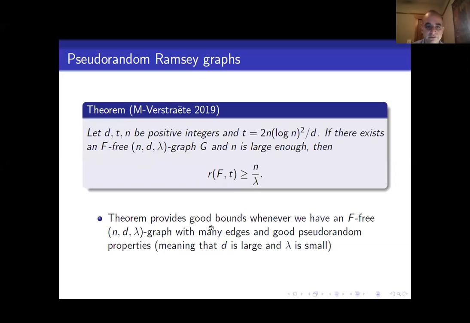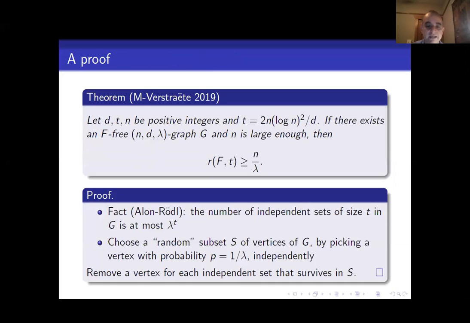So this is our theorem. It has, as I said, a one-line proof. And a consequence of this theorem is all the things that I've said. And in fact, I promised you the proof. So here's the proof. The theorem says, if you have an (n, d, lambda) graph, I can find you a Ramsey graph. We need one fact, which is non-trivial, but not very complicated.